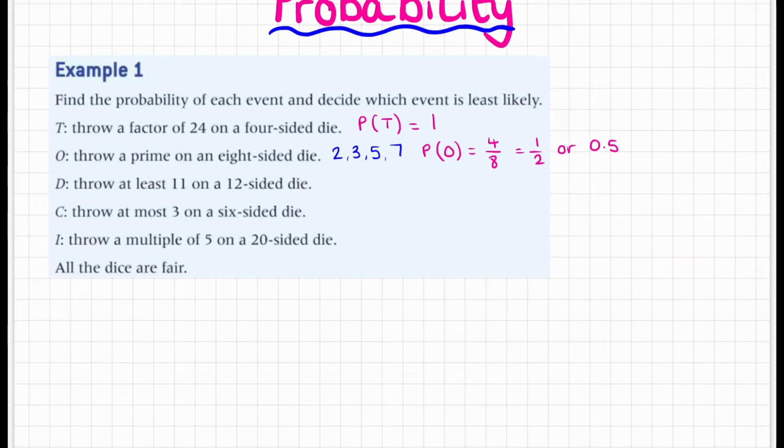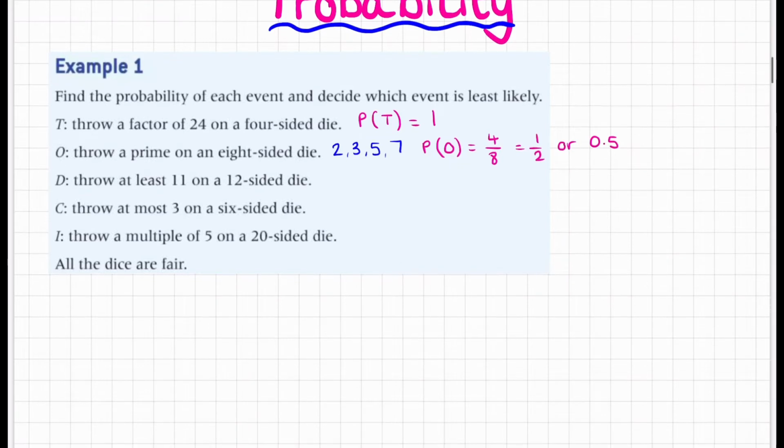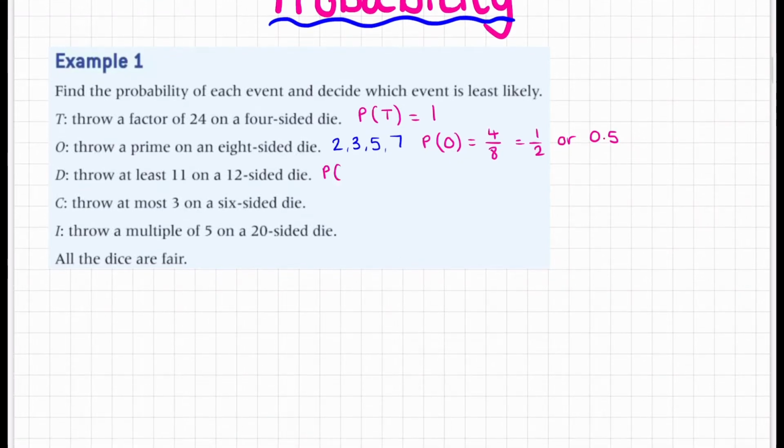Next one, throw at least 11 on a 12-sided dice, so that's throwing an 11 or a 12, so there's only 2 options for that, which means the probability of this occurring is 2 out of 12 because it's a 12-sided dice, which equals 1 over 6. Next, throw at most 3 on a 6-sided dice, which means we are looking for a 1, 2 or a 3, which is 3 out of 6, so a half again, or 0.5.